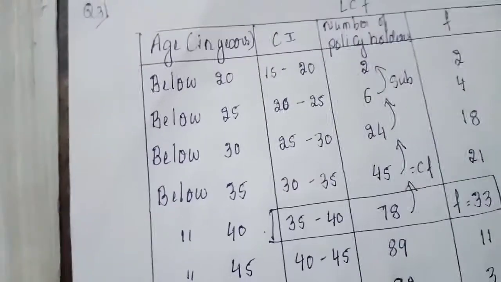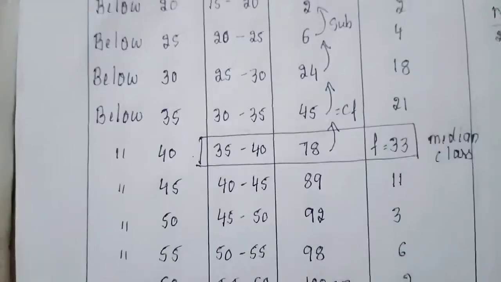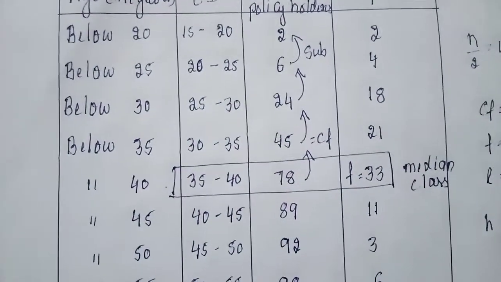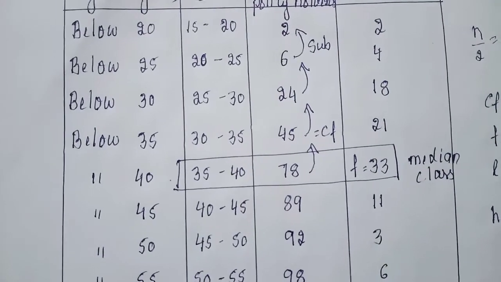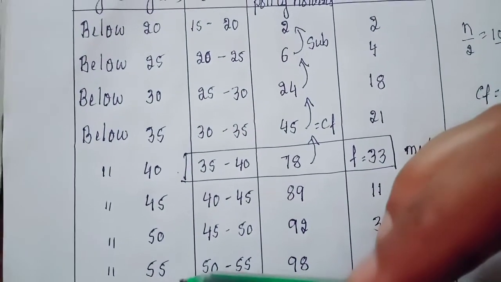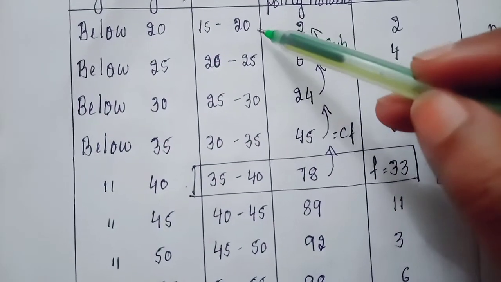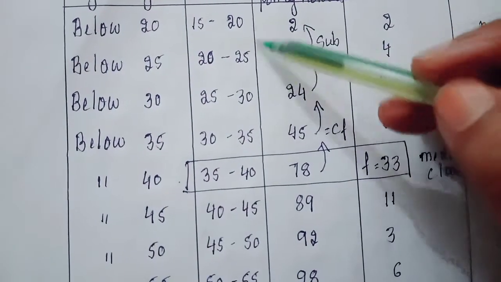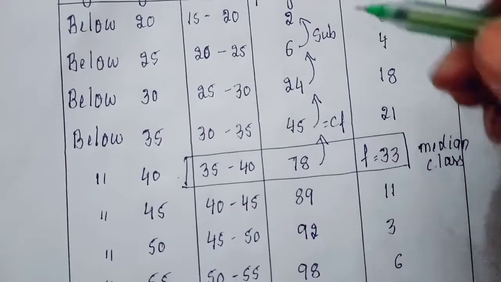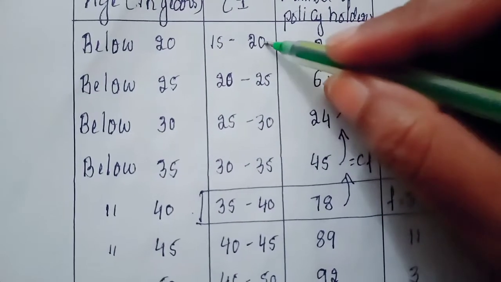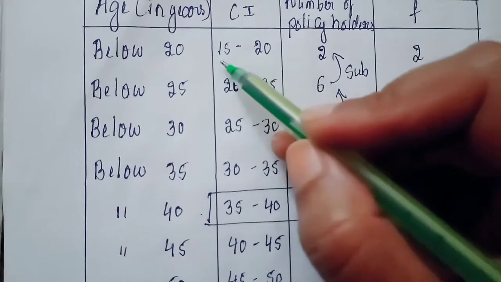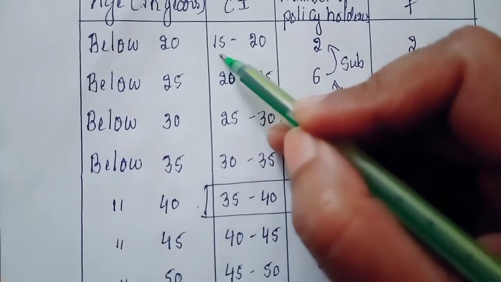Now let me complete the table which is incomplete. So you can see the first column, age in years, is given in the question: below 20, below 25, below 30, below 35. I already told you, these 20, 25, 30, 35 are all called upper limits of these class intervals. So write in the upper limit whatever he has given. And the lower limits are incomplete. So how to fill the lower limits? Check the class size. 25 minus 20 is 5. So wherever you see, the class size is 5. So go back 5. 20 minus 5 is 15. So 15 to 20.